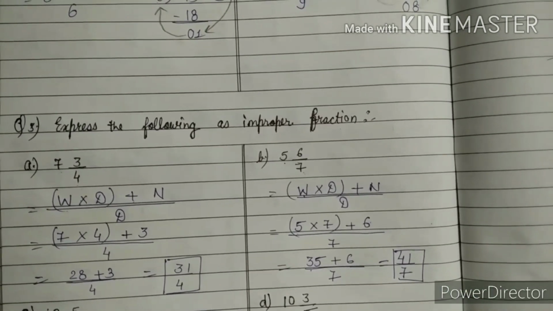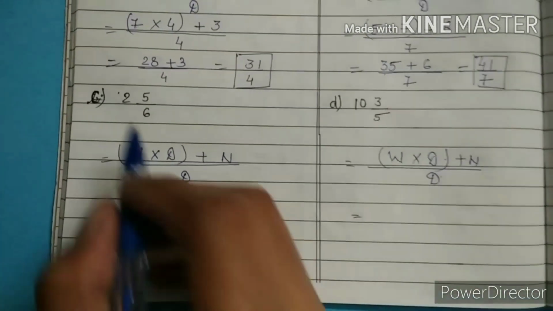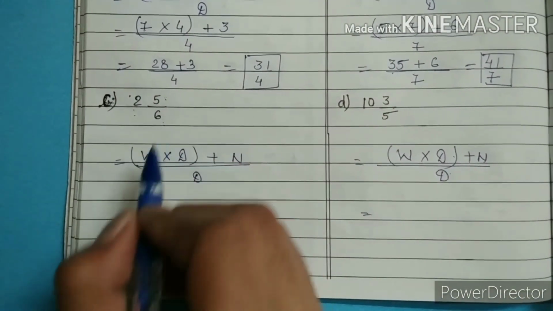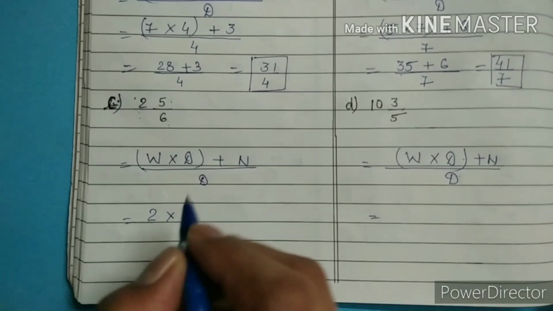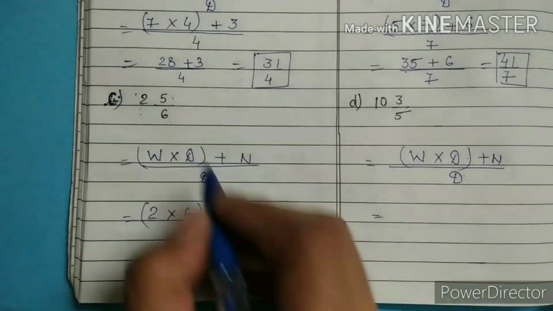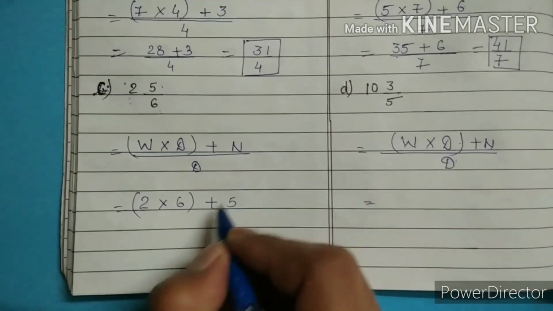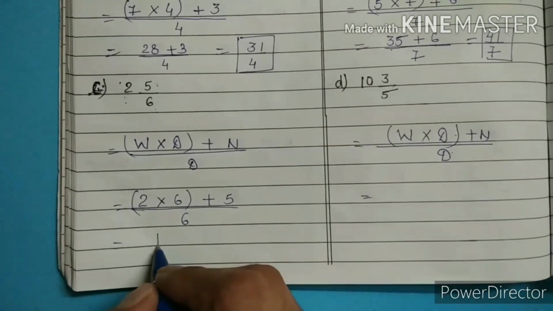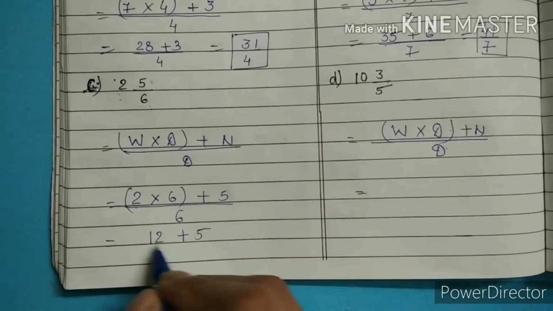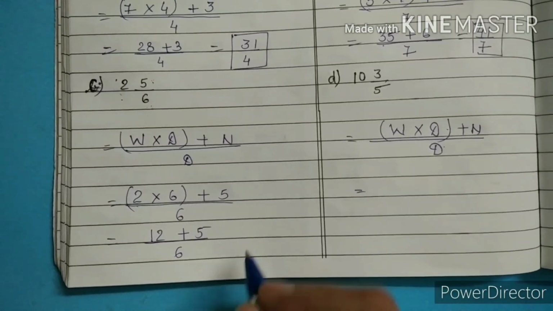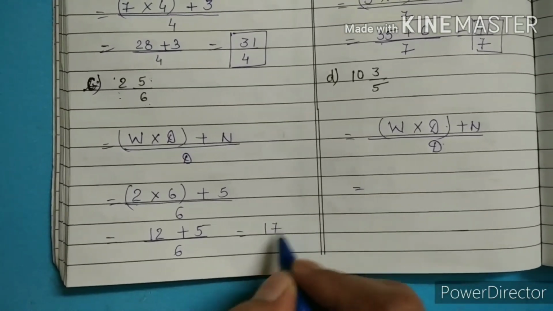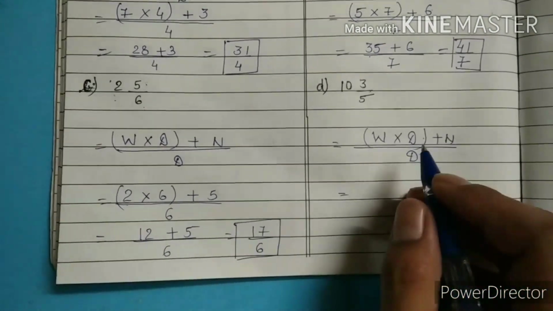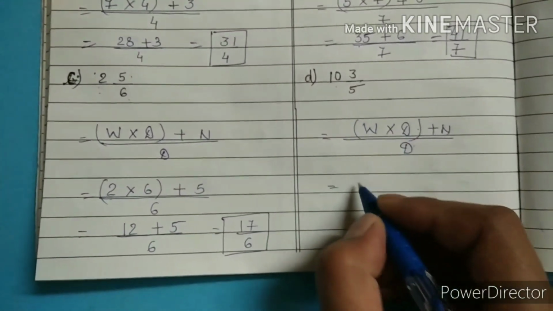This is our answer. Now see, 2 5 by 6. Whole is 2, so 2 is here. Denominator is 6. Now numerator is 5 and the last denominator that we have to put is 6. 2 6s are 12 plus 5, whole denominator is 6. 12 plus 5 is 17, so 17 by 6. This is our answer.